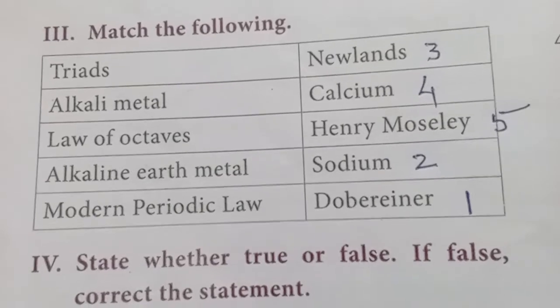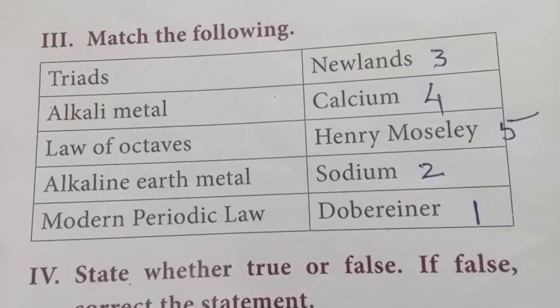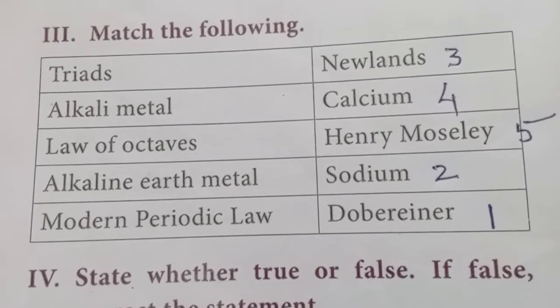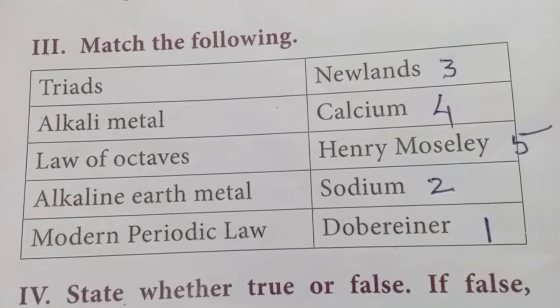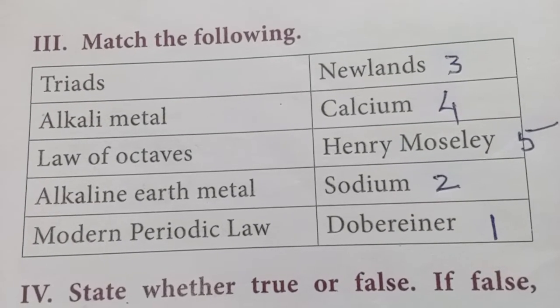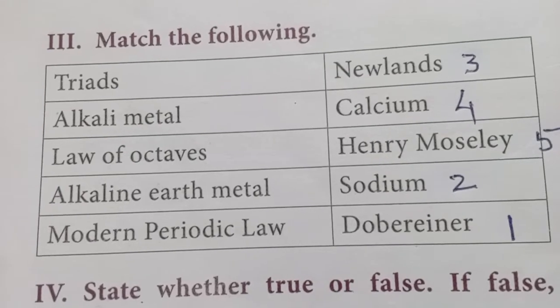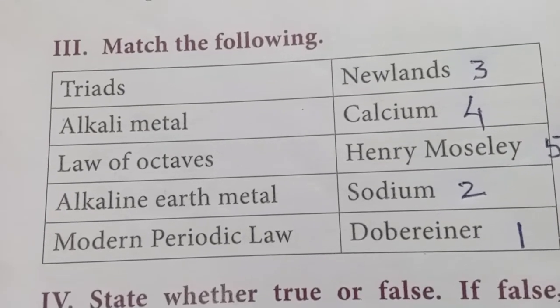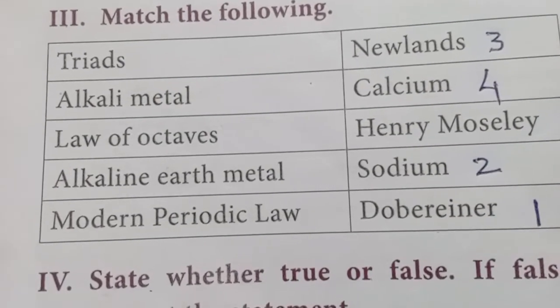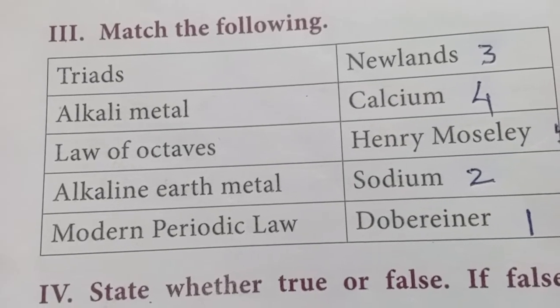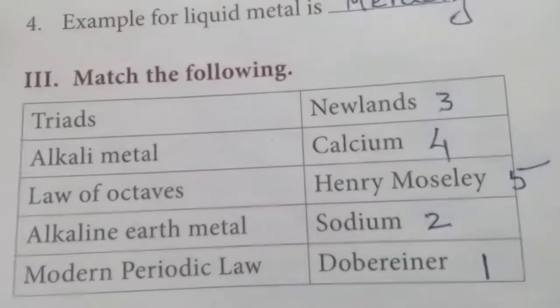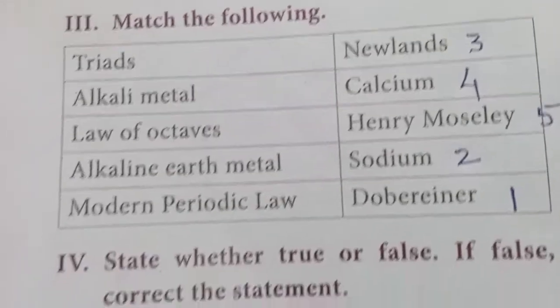Triads means the law of triads, that was proposed by Dobereiner. And alkali metal: sodium is an alkali metal. And law of octaves: the law of octaves was proposed by the scientist Newlands. Alkaline earth metal is calcium, and the modern periodic law was presented by Henry Moseley.